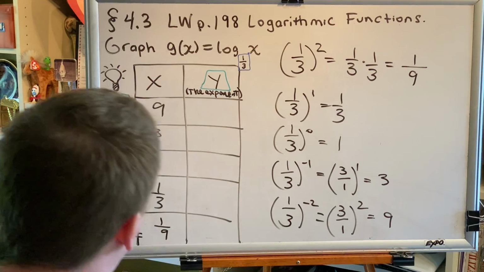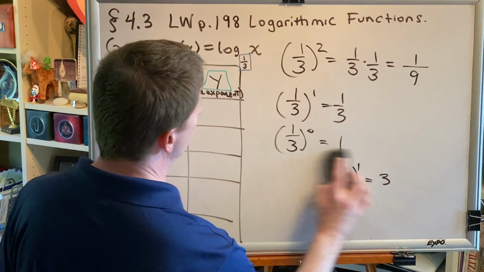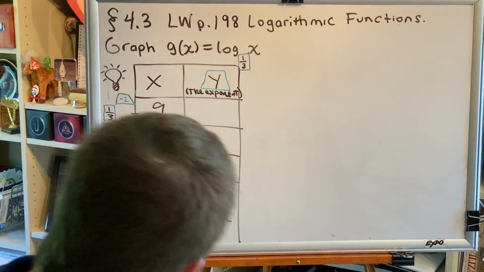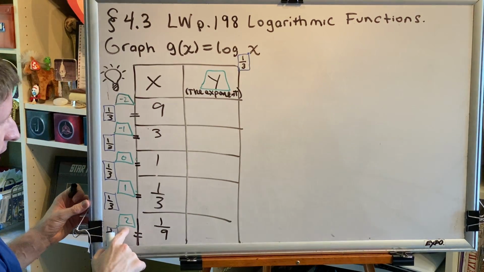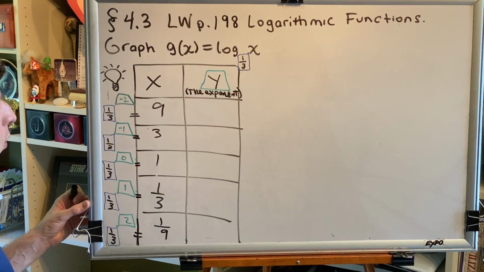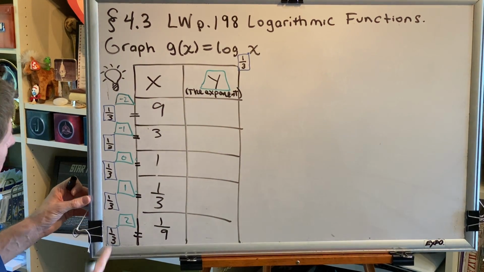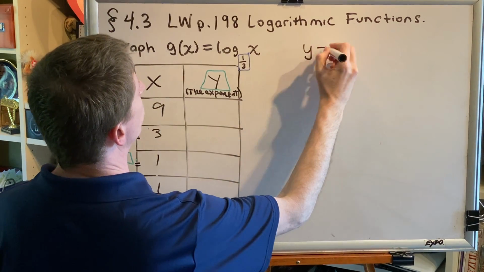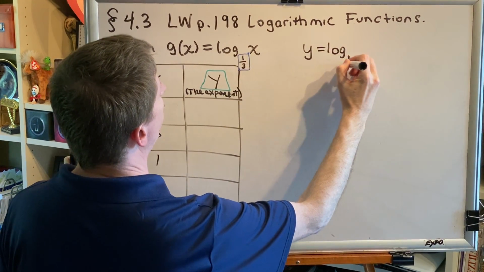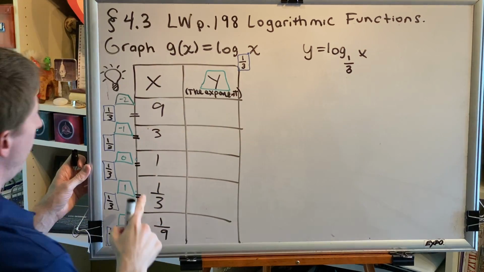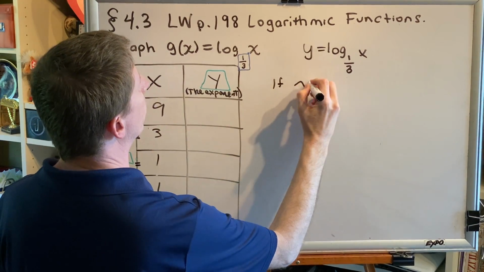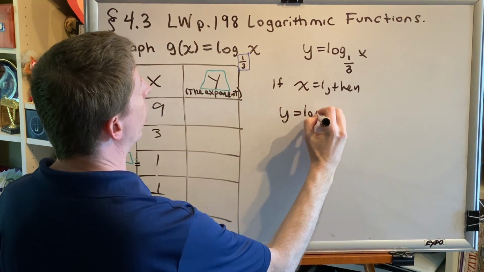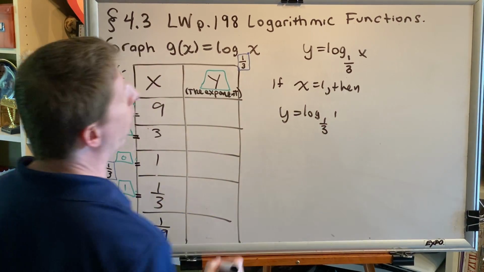Now when it comes to getting our y values, it's just as easy as it was in the previous two problems. All we have to do is use this value for y, but let's show why it works. Let's do that with this one right here. We know that g of x is the same thing as y. So we get y equals log base 1/3 of x. If x equals 1, then we get y equals log base 1/3 of 1.